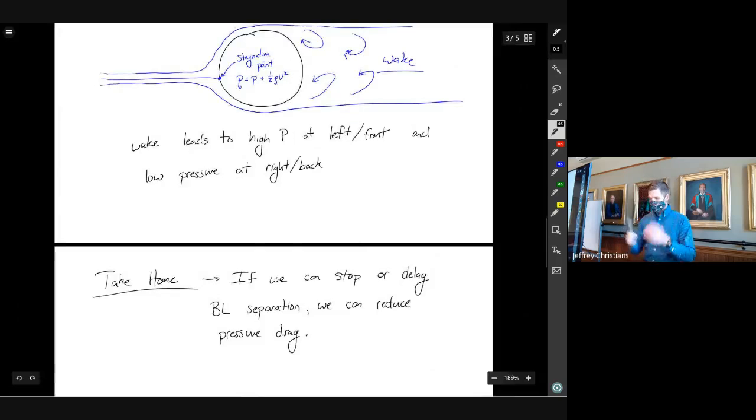Okay, so the take home is once the boundary layer comes off of the surface of the object, it creates this wake, this area of low pressure behind it. So if there are things that we can do to either stop that from happening or make it so that it doesn't happen as much, or happens further along the curve of the object, those are things that are going to reduce the wake and reduce the pressure drag of our object. So we'll look a little bit at that next time.